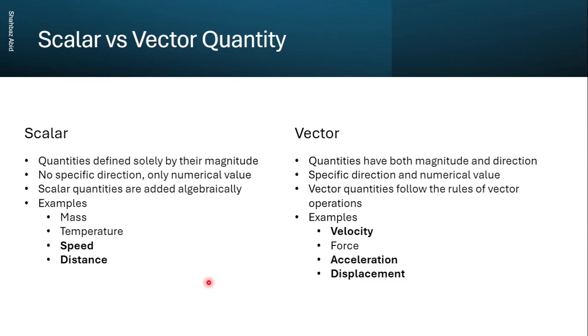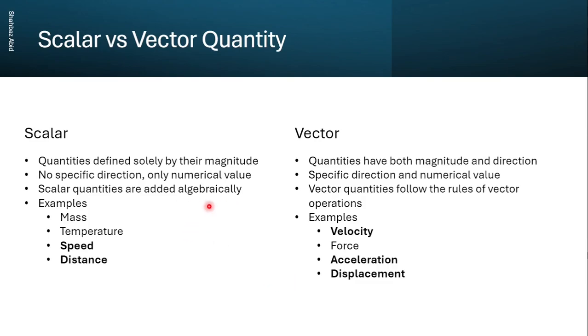The examples of scalar quantities are mass, temperature, speed and distance. Speed and distance I have written in bold letters. These are the two which I'm going to describe in this chapter. In the case of vector quantities, the examples are velocity, force, acceleration and displacement. Again, I'm going to describe velocity, acceleration and displacement in this lecture video.